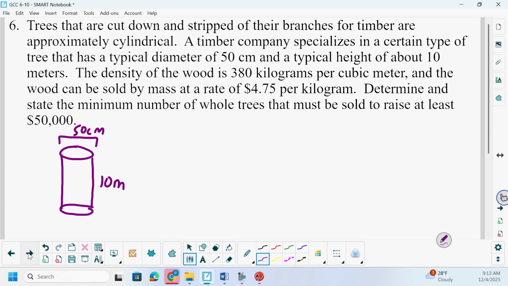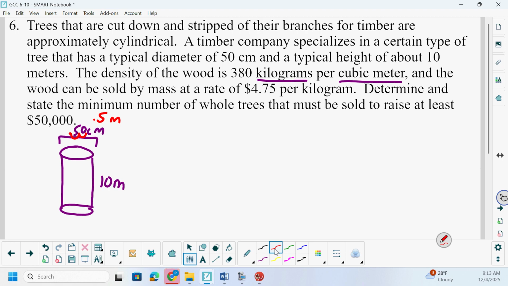Well, if we read further in the question, the density is 380 kilograms per cubic meter. So because our density is in meters cubed, we want to work with meters. So let's convert our centimeters by moving it over two. So really, this is going to be 0.5 meters that we're going to work with. And again, that's for the diameter. There's nothing in the question that tells us we should be finding a volume directly.